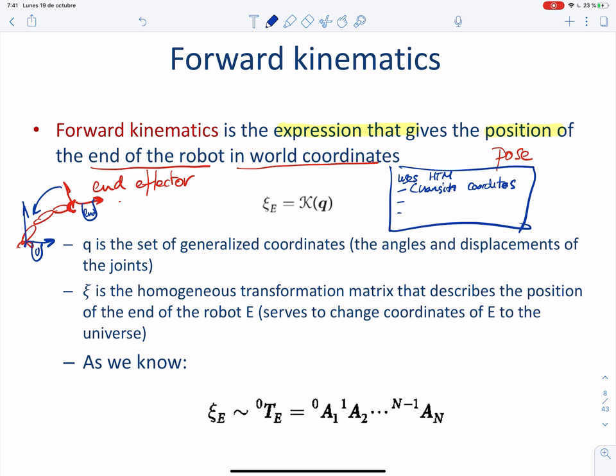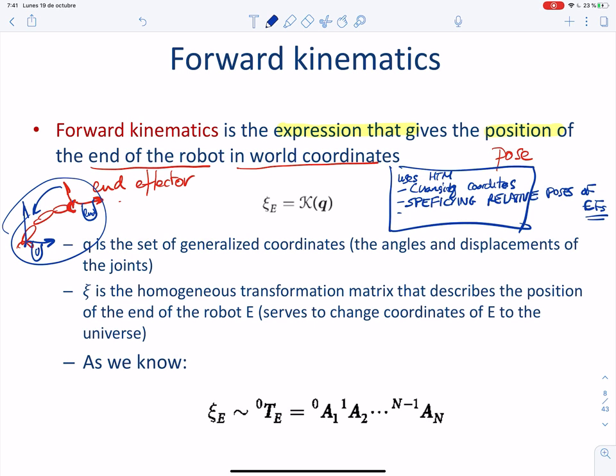But this is not the only use. Remember that the use of these matrices was also just to specify relative positions or relative poses of coordinate frames, right? And this is what we are looking for. So we are looking for specifying the relative pose of the hand of the robot with respect to the base.